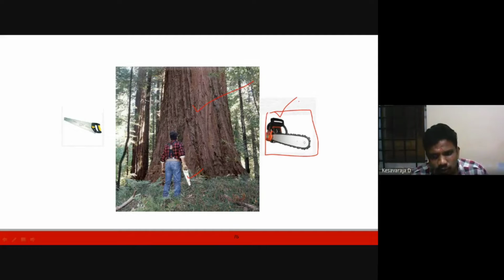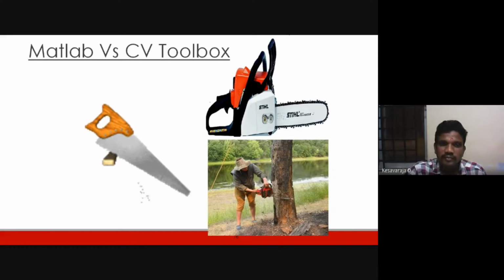But there is an excellent tool available, called a power cut saw. With the help of that excellent tool, cutting the tree within 1 hour is possible. In a similar way, MATLAB is one of the excellent tools for cutting small pieces of wood.